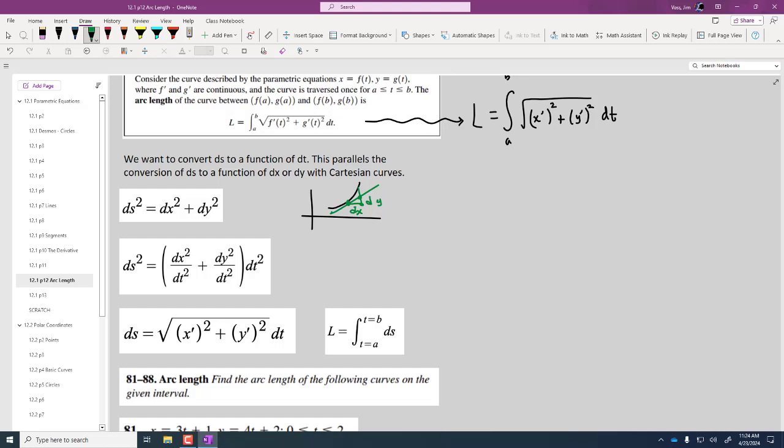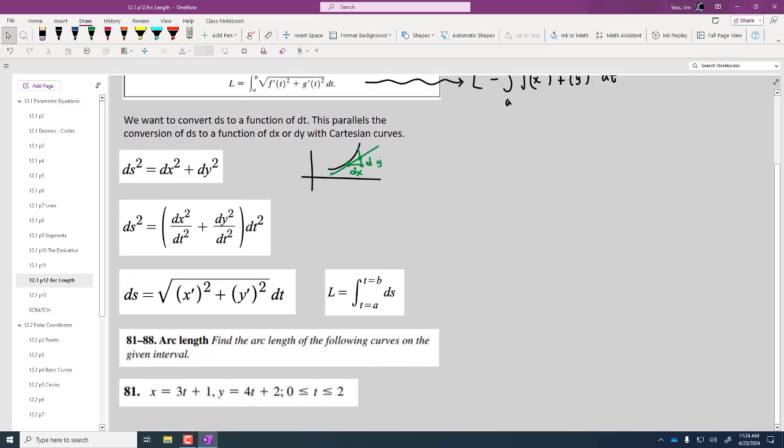Our independent variable is now t. So what we're going to do is create this equation here where we insert a dt squared because we need it. If you reduce this, you get back to here. If you take the square root, everything is positive. So the square root of dt squared is dt. And that's how we get that the integral to find arc length is going to be the square root of x prime squared plus y prime squared dt. Because the integral of ds is s, and s represents arc length.